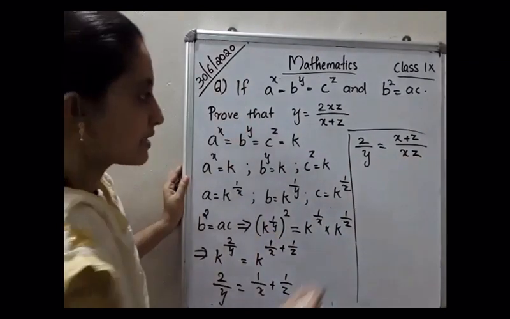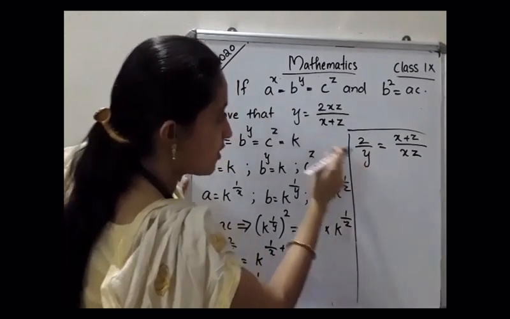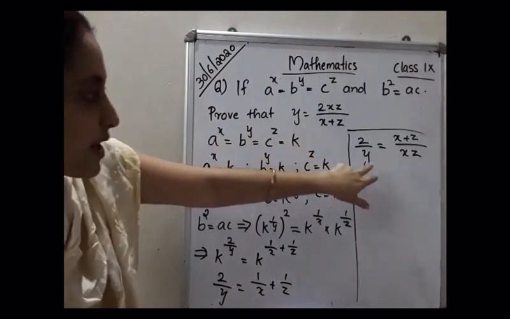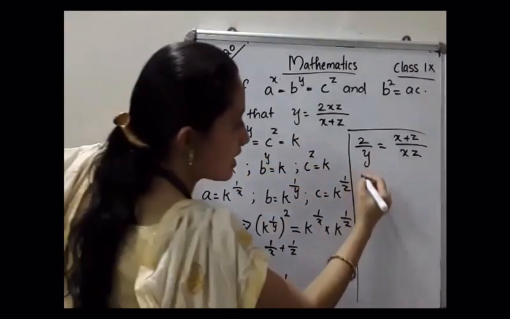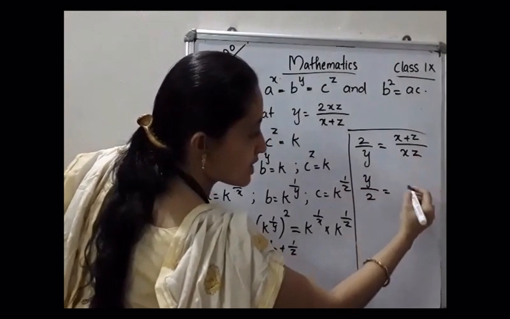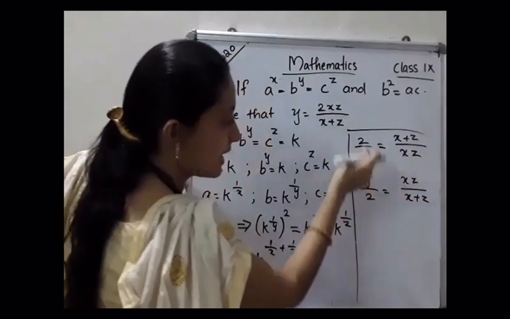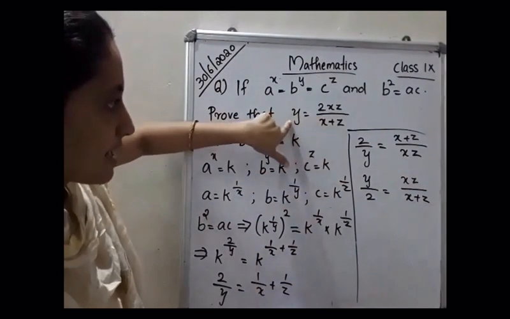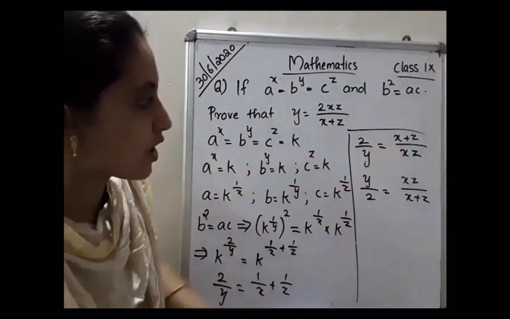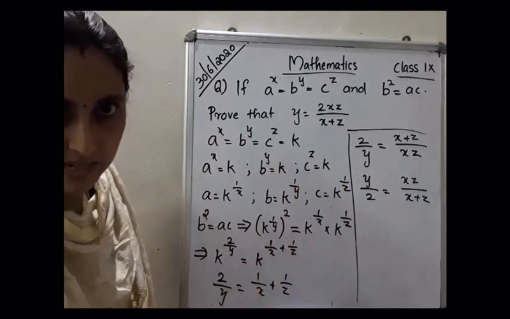Now what do we want to prove? We want to prove y is equal to the harmonic expression, so we want to take the reciprocal of this. The reciprocal of 2 by y is y by 2, and the reciprocal of x plus z by xz is xz by x plus z.